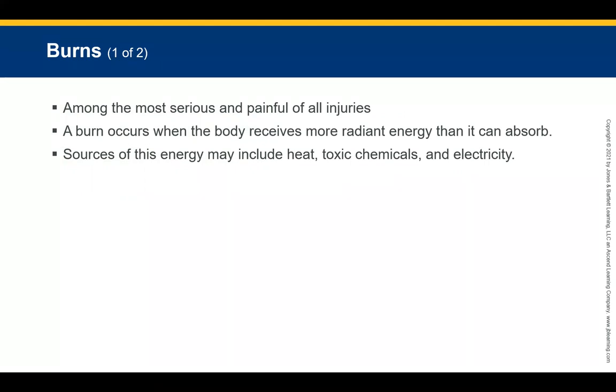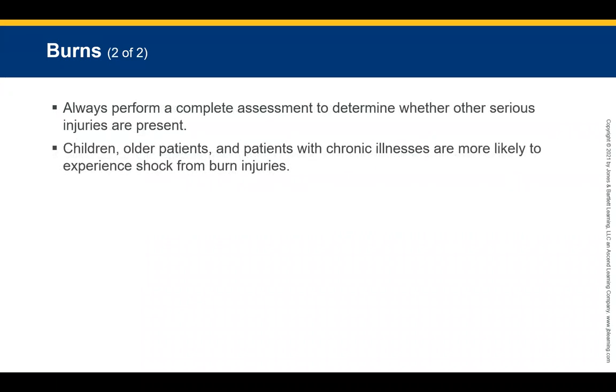Burns are among the most serious and painful of all injuries. A burn occurs when the body or body part receives more radiant energy than it can absorb, resulting in this type of injury. Potential sources of energy are heat, toxic chemicals, and electricity. Although a burn may be the patient's most obvious injury, you should always perform a complete assessment to determine whether or not that's the serious injury or they have other serious injuries. Children, older patients, and patients with chronic illness are more likely to experience shock from burn injuries.